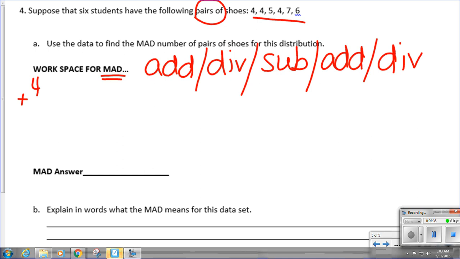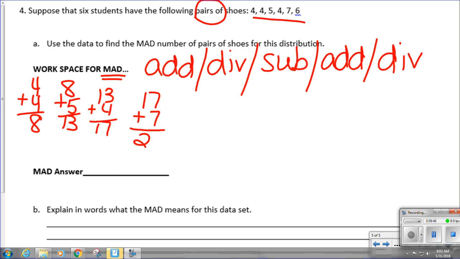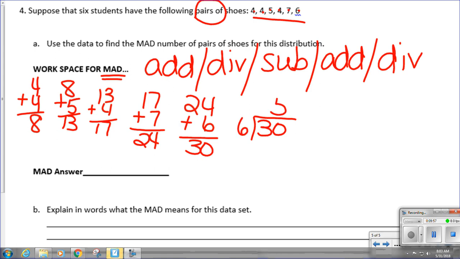So 4 plus 4 is 8. 8 plus 5, 13. 13 plus 4, 17. 17 plus 7, 24. 24 plus 6, 30. 30 divided by 6 is 5. That is the mean. I'm not done. I have done these two steps right here. Now the 5.